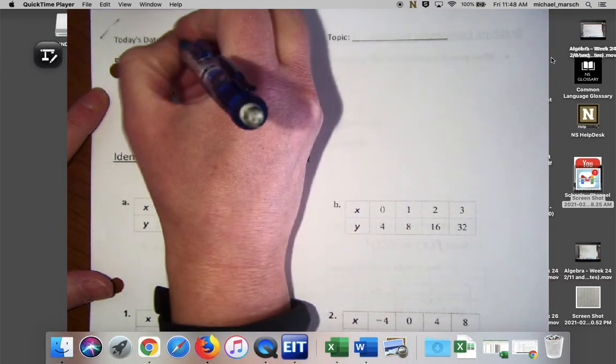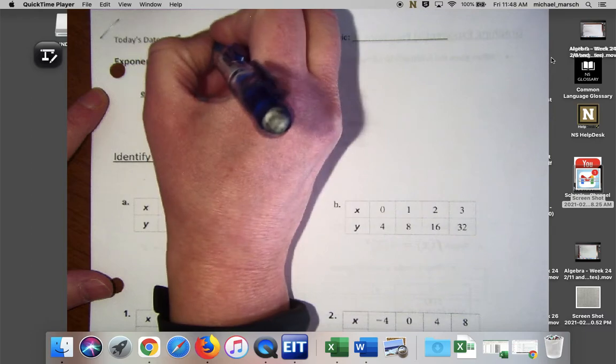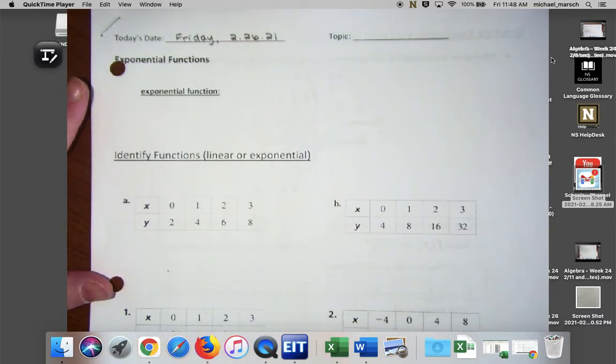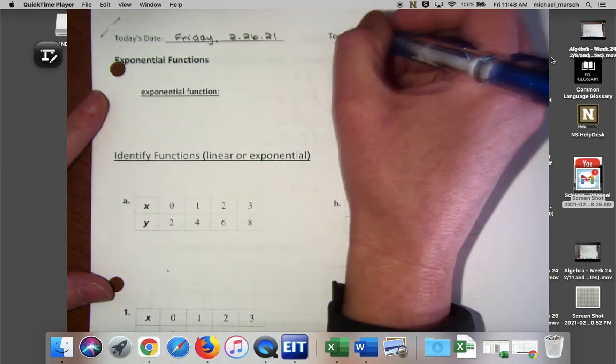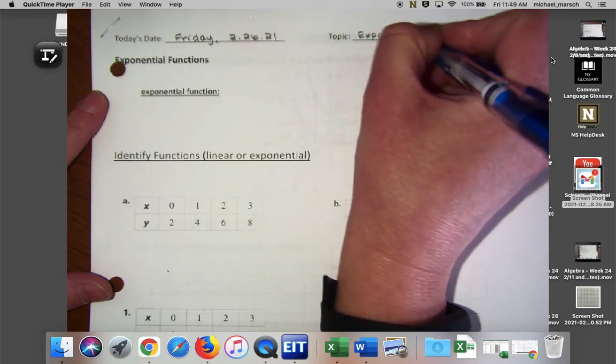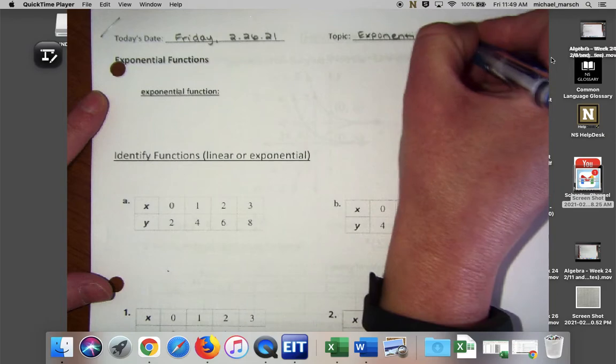Today's date, which is Friday, 2/26/21. The next time I see you guys, it'll be March. That's so weird. Our topic is exponential functions.